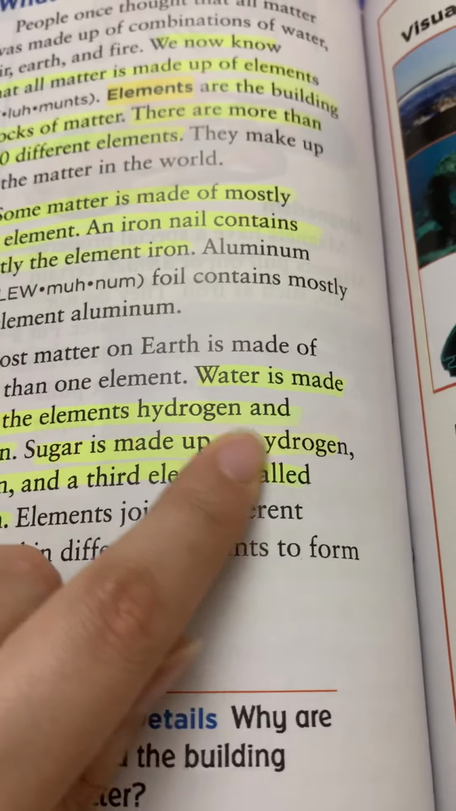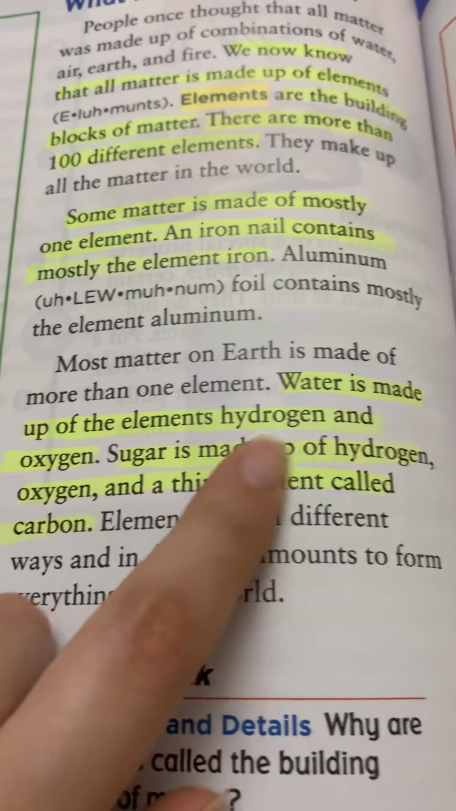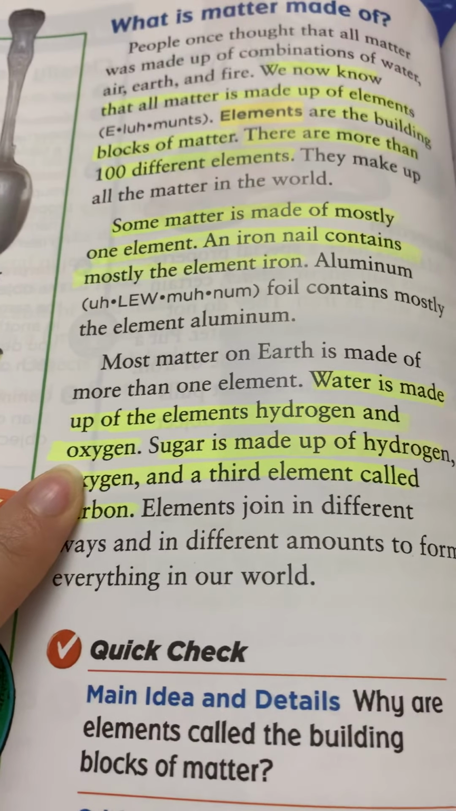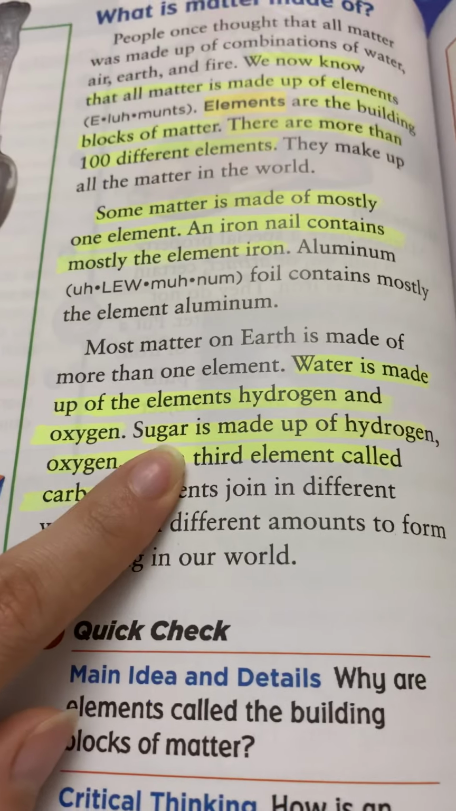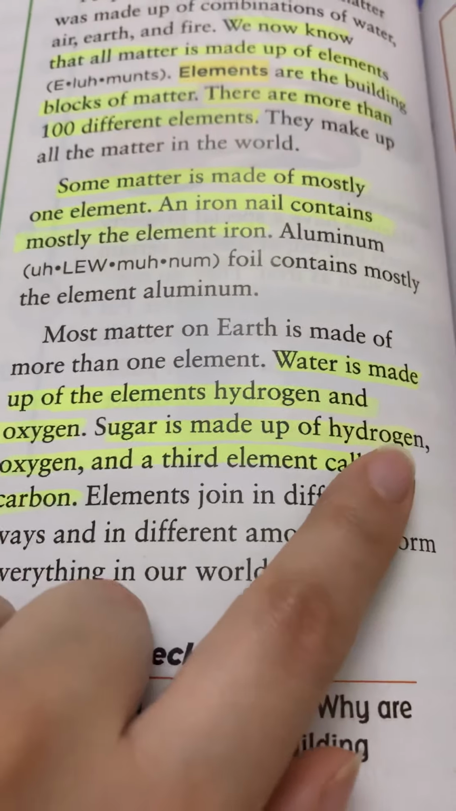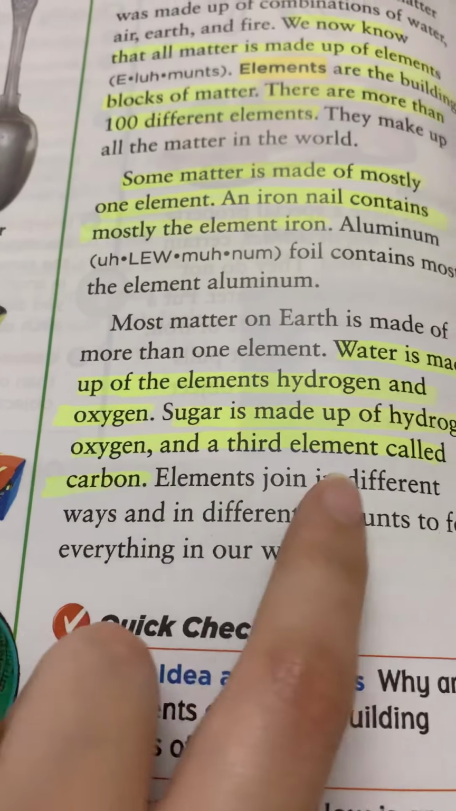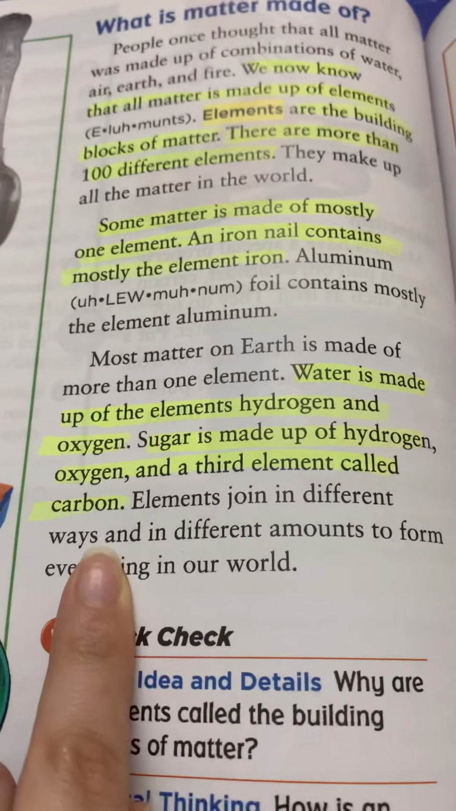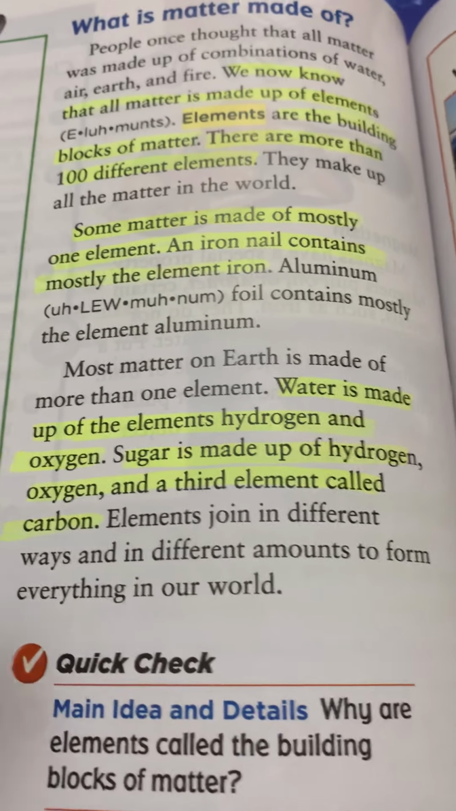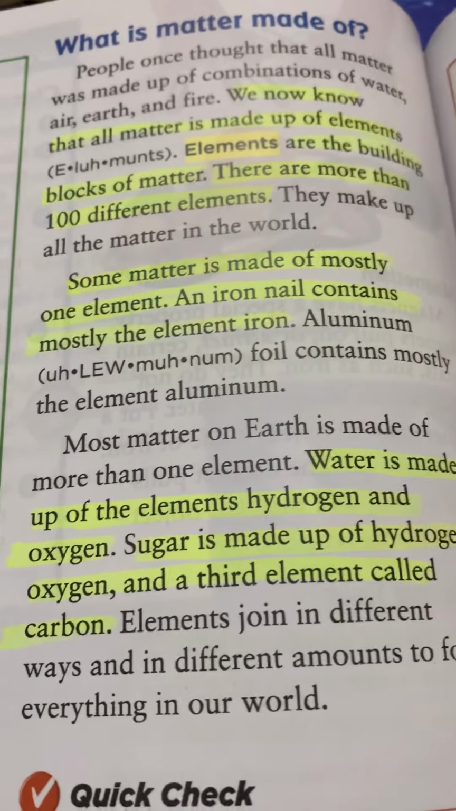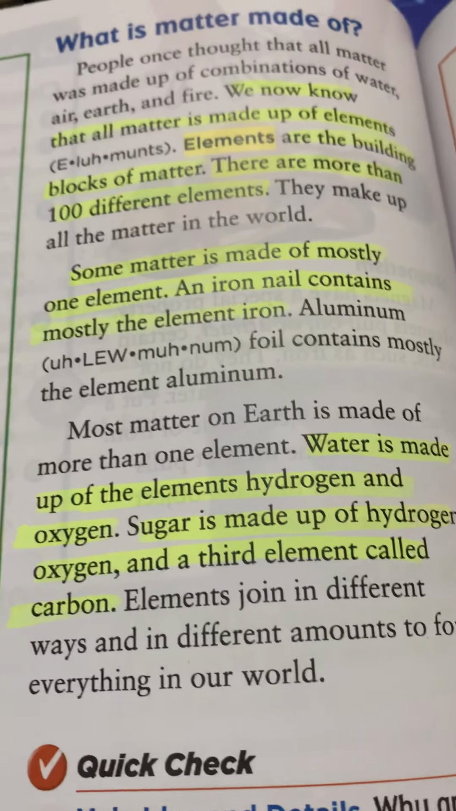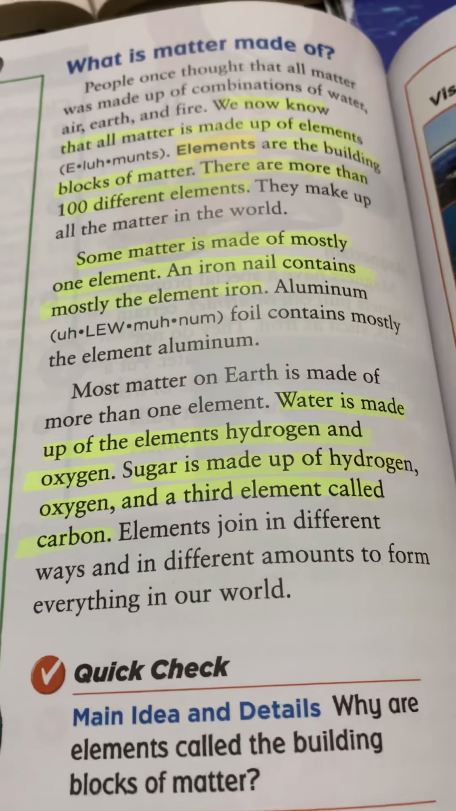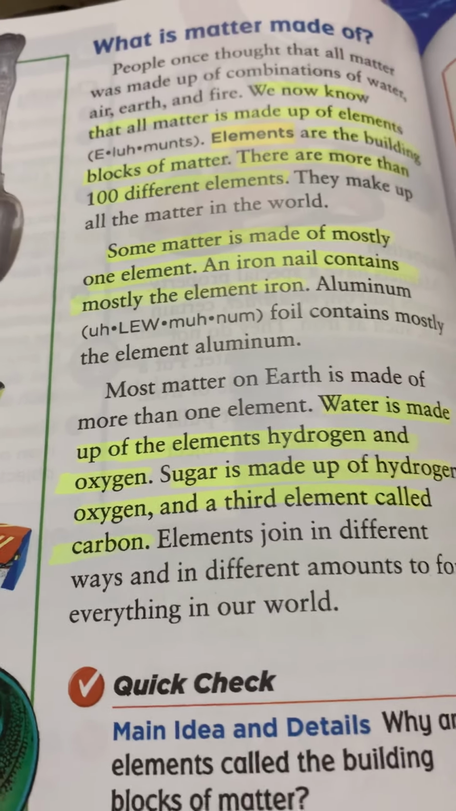If I go down to the water, water is made up of hydrogen and oxygen. It means it is made up of two elements. What about sugar? Sugar is made up of hydrogen, oxygen, and the third element is carbon. So hydrogen, oxygen, and carbon make three elements. So see, the things around us, like sugar, like water, like iron, are made up of maybe one element, maybe two, maybe three, maybe more. So it differs according to the matter itself.